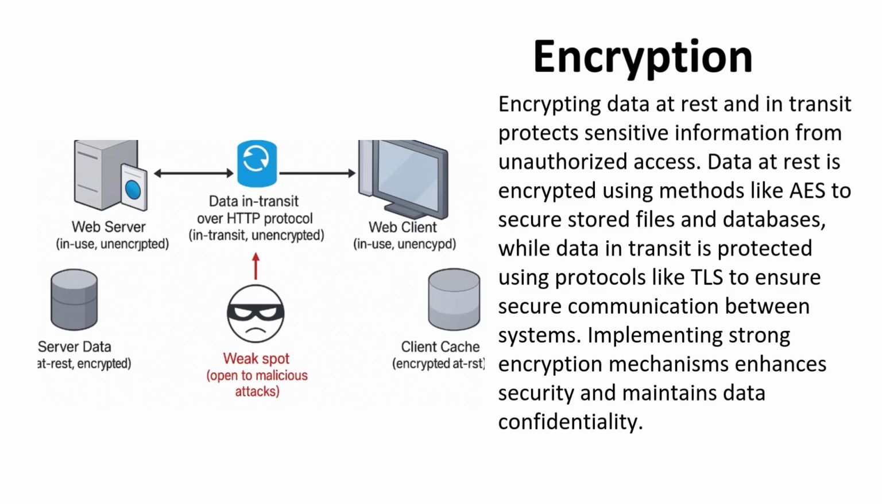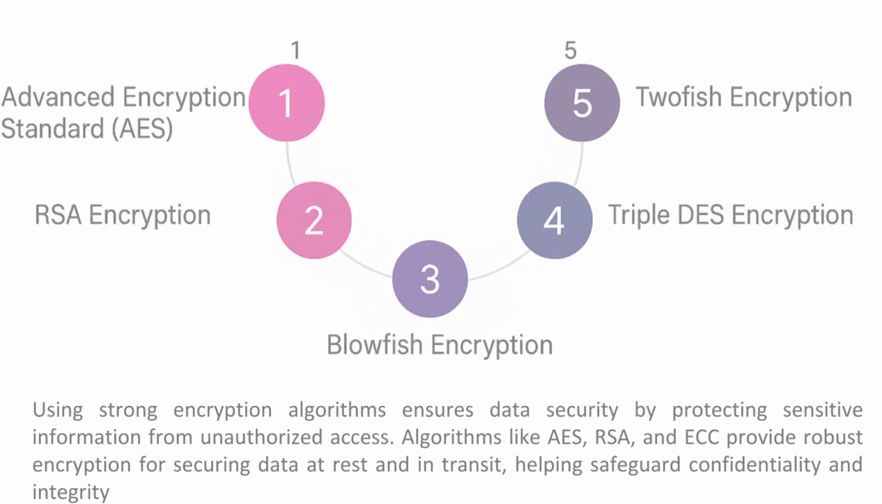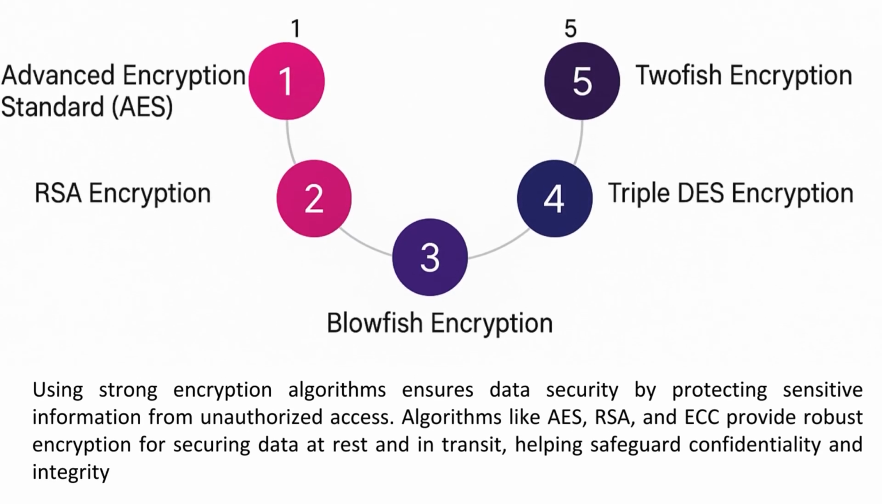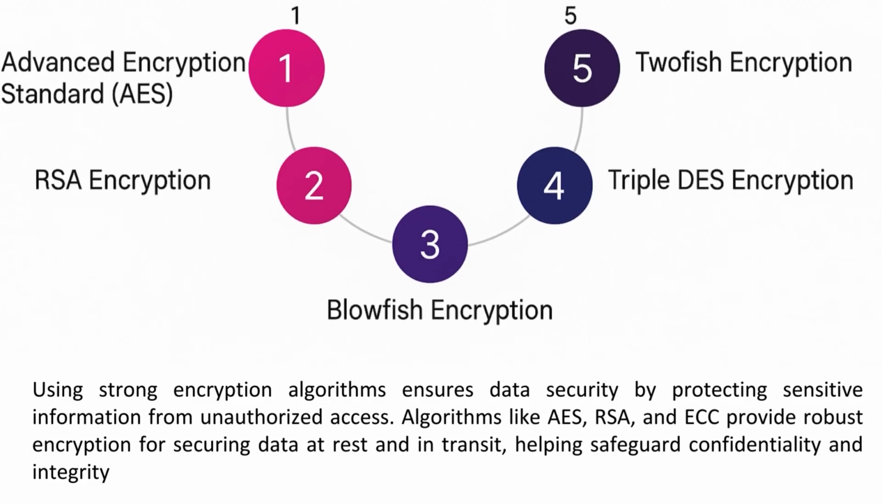Implementing strong encryption mechanisms enhances security and maintains data confidentiality. So here in this diagram we have a web server in use and unencrypted, then data in transit over the HTTP protocol, that is in transit and unencrypted. Now this is connected with the web client in use and unencrypted, then client cache encrypted at rest, and then server data at rest and encrypted.